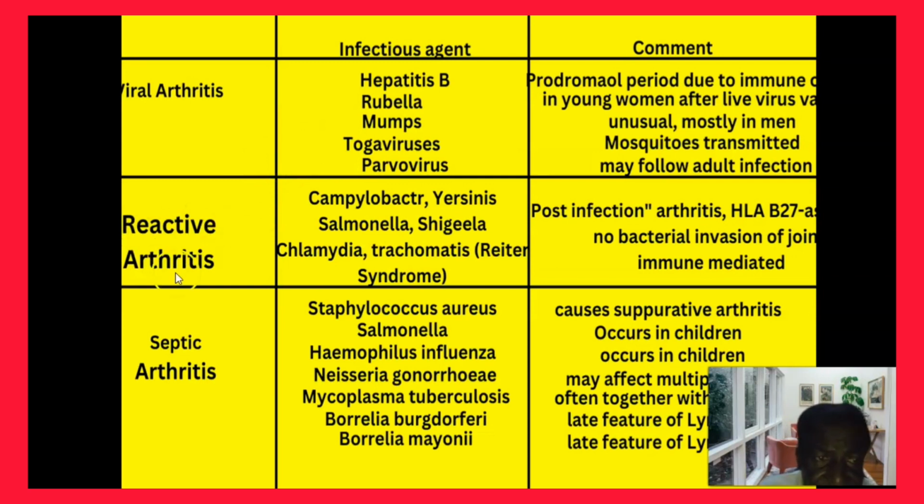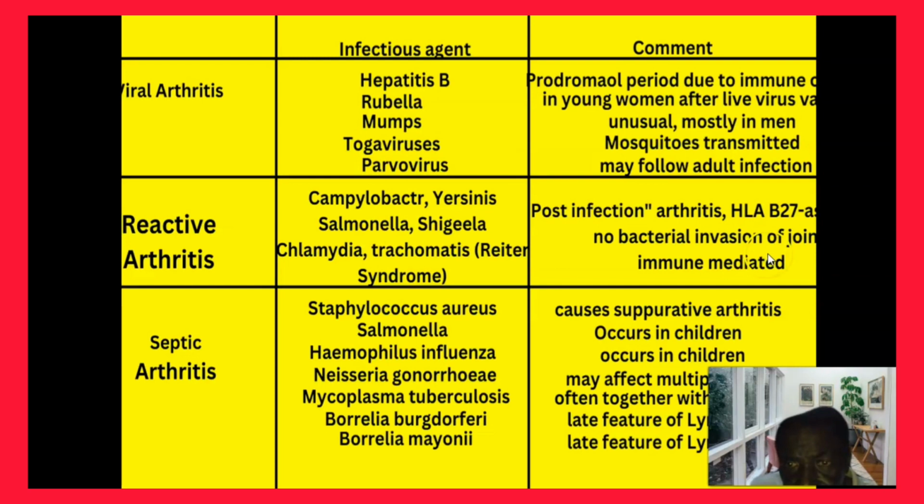The reactive arthritis, these happen, they are post-infection arthritis. The person must have gotten a Campylobacter, Yersinia, Salmonella, or Chlamydia infection, all these. Some of them are sexually transmitted, like Reiter syndrome, sexually transmitted in men. And the next thing is it spreads to the joints. So you have post-infection arthritis, and the HLA.